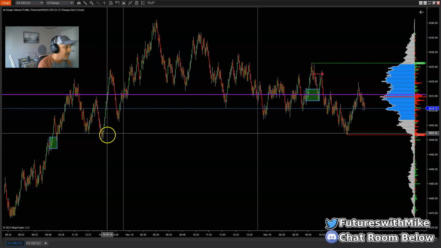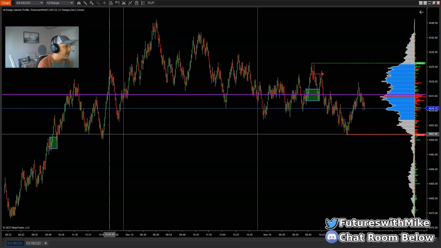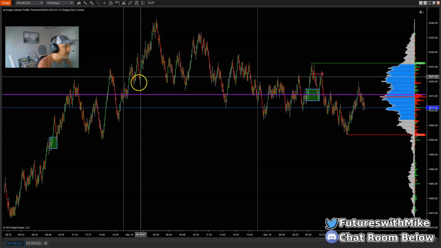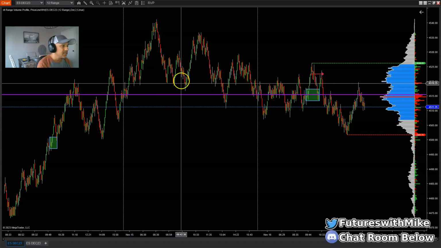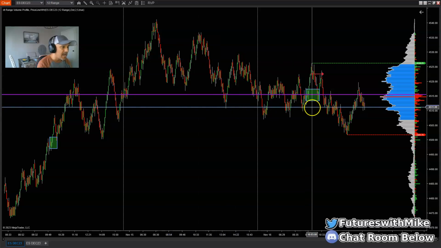500 is a round number. We're kind of bouncing or rejecting that area right now. But we broke it here, here, and here. We broke it at multiple areas, okay? So the market was making lower lows and lower highs, okay?